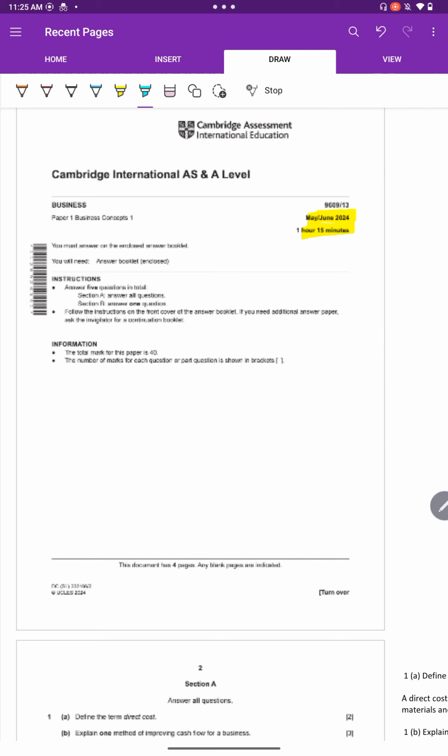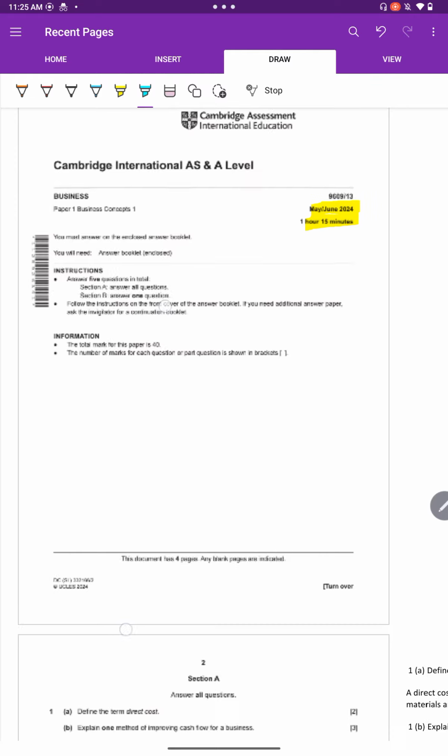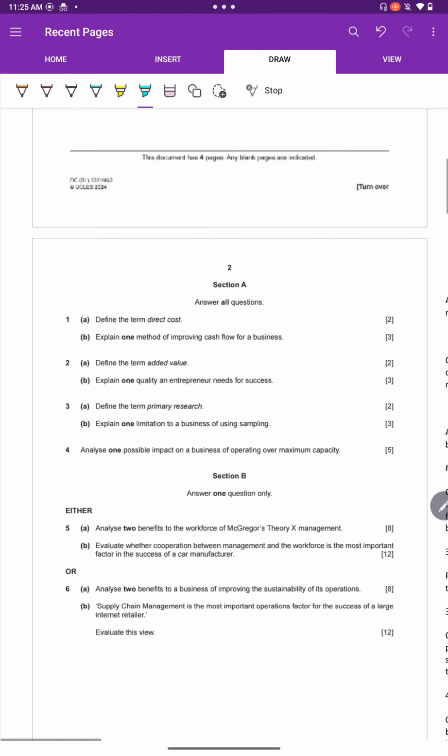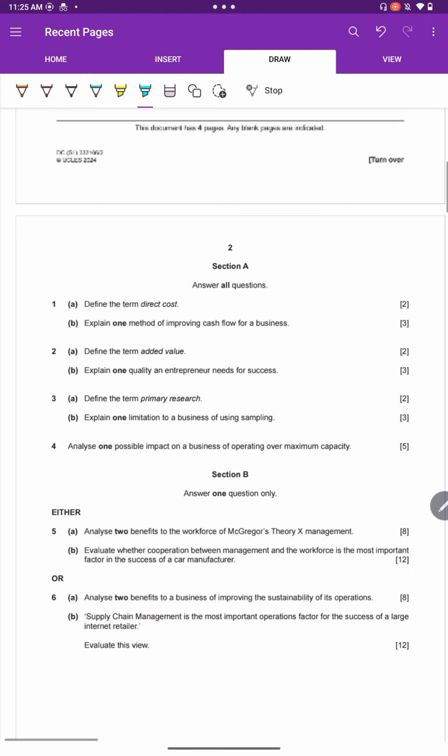So from the start, we are going to talk about the variant 3. Okay, so as you can see that we have section A, and we have 4 questions to do in this, and this will carry 20 marks, and 20 marks for your section B.